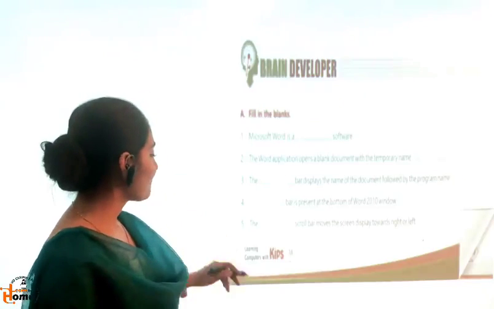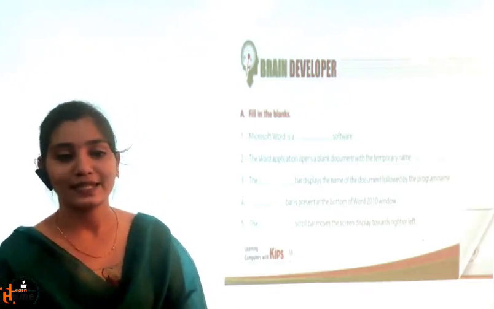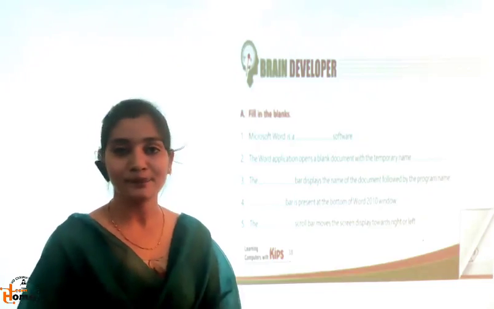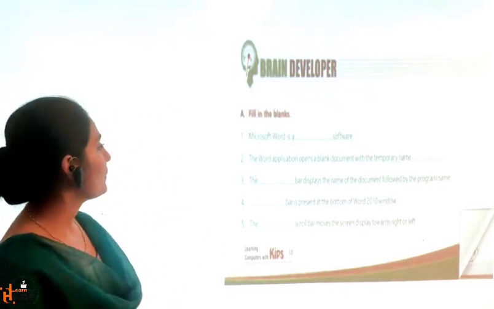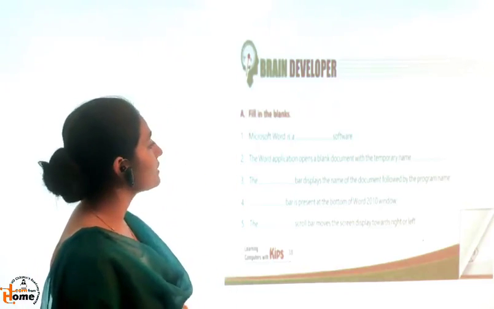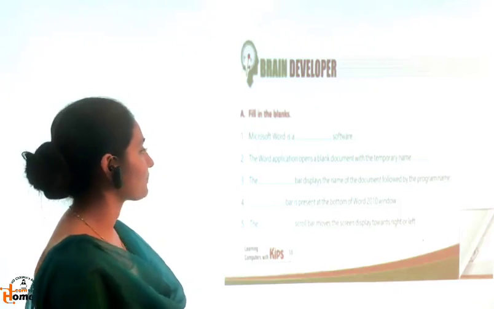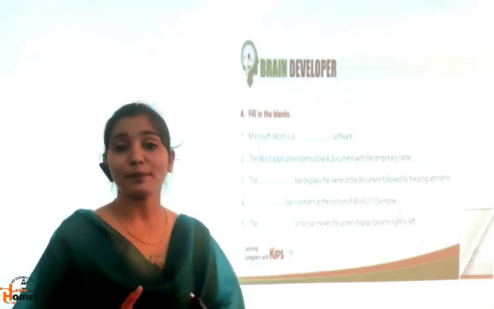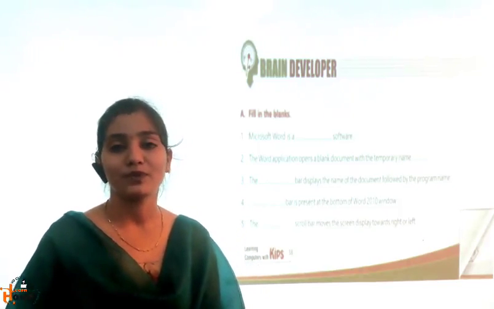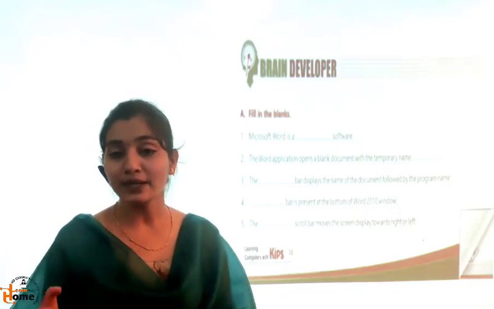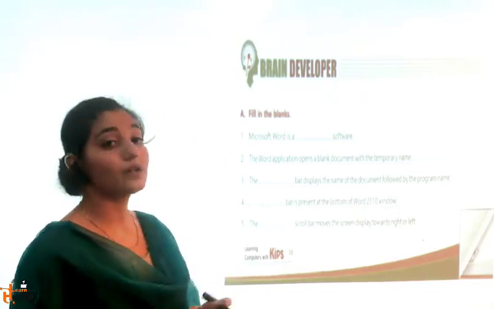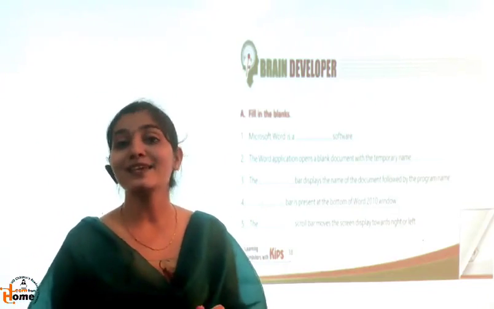Open page number 38 in your books and keep ready with your pencils and erasers. Okay. So first we will do fill in the blanks. First fill in the blank is: Microsoft Word is a dash software. MS Word allows you to do what? What can you do in MS Word? You can process the data, right? You can do word processing. So Microsoft Word is a word processing software.